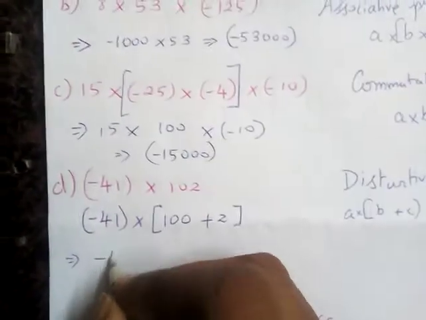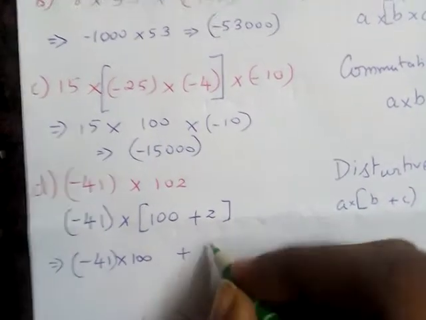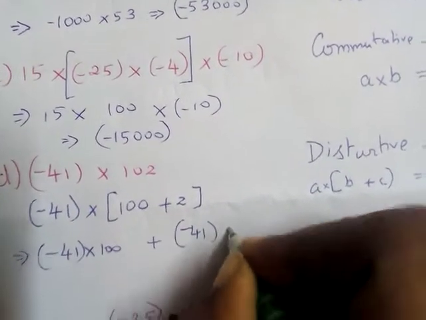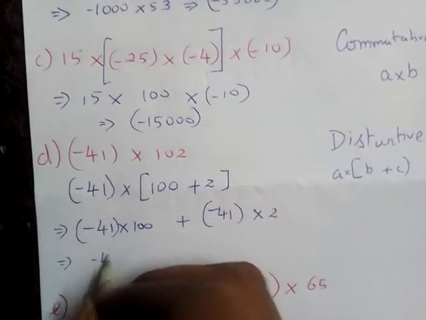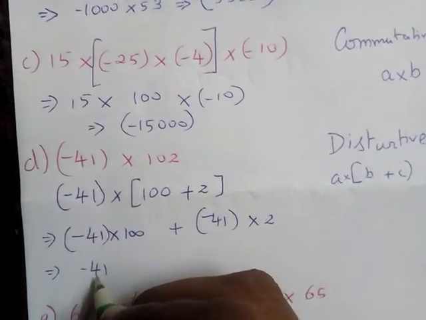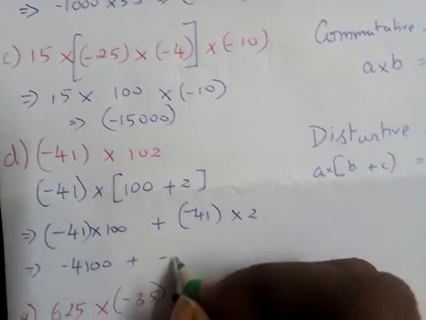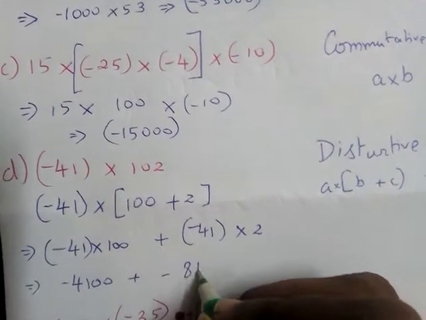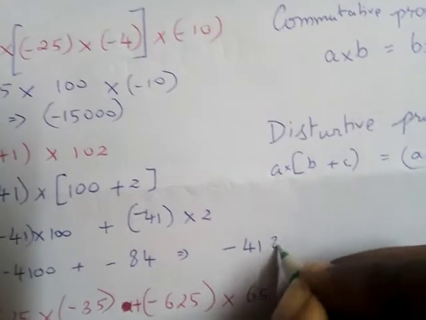This will give you minus 41 into 100 plus minus 41 into 2. It's much easier, right? It's minus 4100 plus minus 82, which will give you a final product of minus 4182.